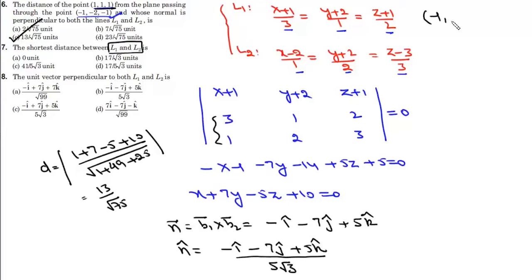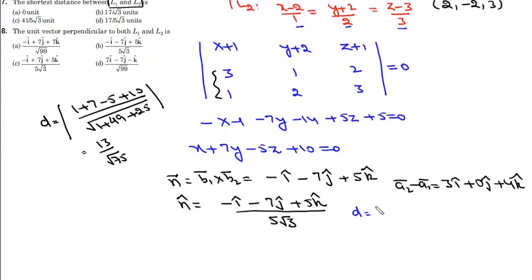Now we need to find A2 minus A1. A point on this line is minus 1, minus 2, minus 1, and here this point is 2, minus 2 and 3. Now we can write A2 minus A1 as 3i plus 0j plus 4k. Now this shortest distance is mod of A2 minus A1 dot n cap. Taking this dot product, it will be minus 3 plus 20 upon 5 root 3, which is 17 upon 5 root 3, and that's your option D.